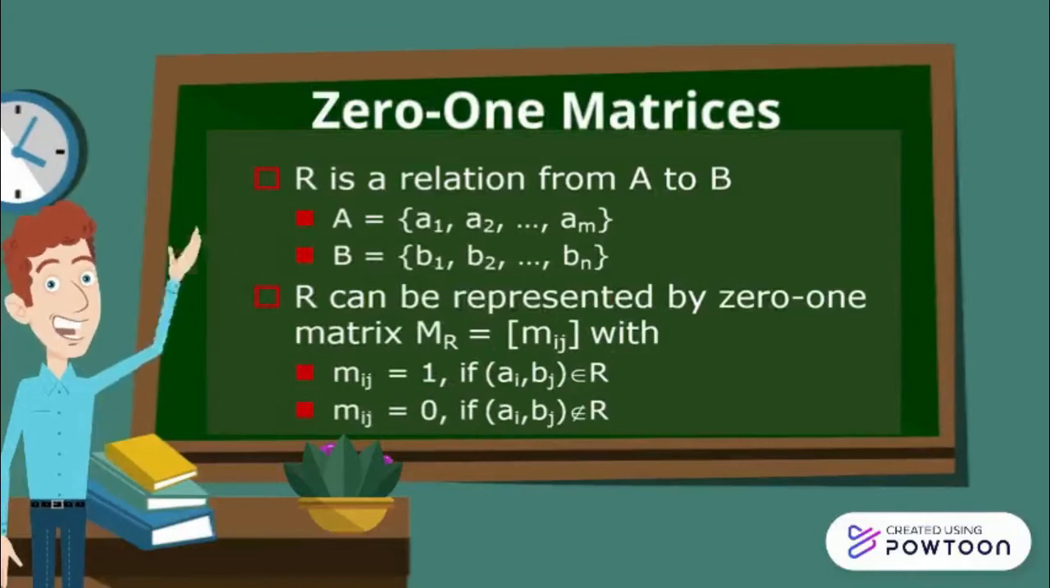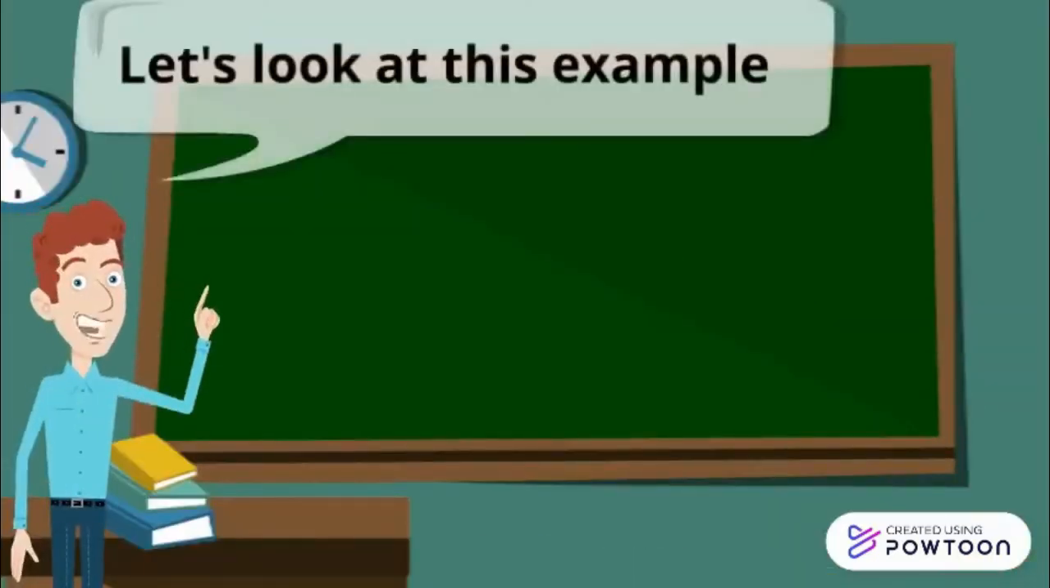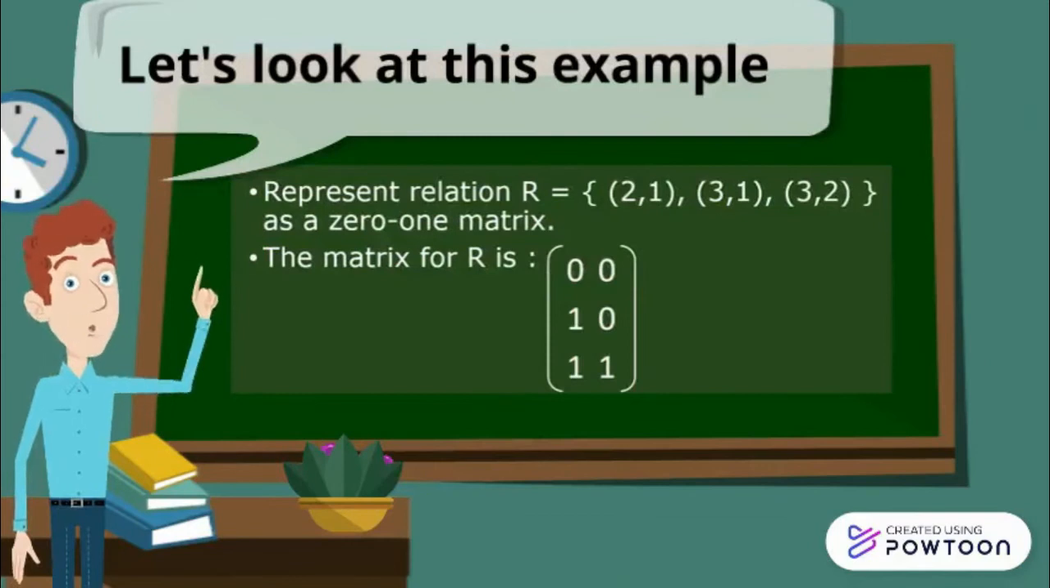Let's assume that R is a relation from A to B. R can be represented by 0-1 matrix MR = [mij]. The value of mij will be 1 if (a, b) is an element of R, and mij will be 0 if (a, b) is not an element of R. Let's look at this example. Represent relation R (2,1), (3,1), and (3,2) as a 0-1 matrix. For the (a, b) that is in the relation of R, the mij will be 1, otherwise it will be 0.